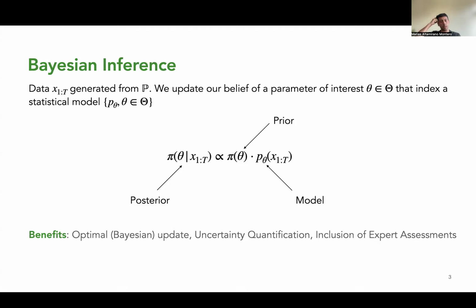Just to set the floor, I'm pretty sure everyone here knows this, but in Bayesian inference, we have some data generated from some true data generating process P, and we update our belief of a parameter theta that indexes a statistical model P theta. We compute a posterior, where we update the belief of a prior given some model. This has a bunch of benefits like optimal update, uncertainty quantification, and inclusion of expert assessments. To obtain that, we assume our model is correct, so there's a theta star such that P theta star is equal to P, and we are able to compute this posterior in some way or another.